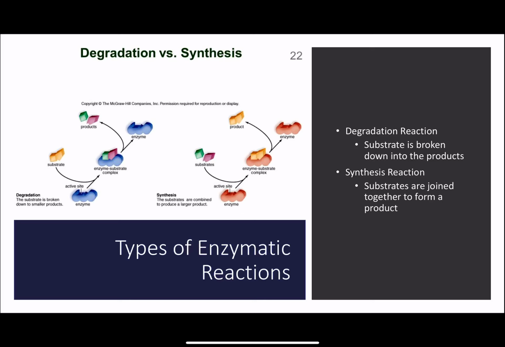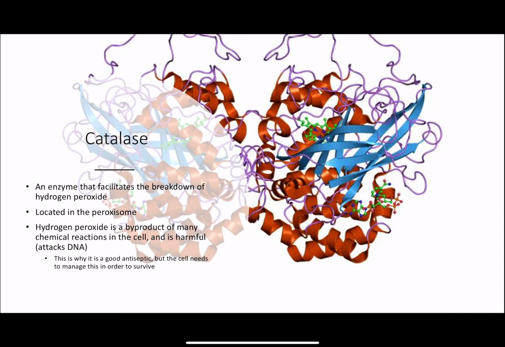So there are two basic types of enzymatic reactions. The last slide was showing you an example of an enzymatic reaction where the enzyme is breaking down a substrate into two products, and this is known as a degradation reaction. Synthesis is the opposite of this process, in which two substrates are combined to form a larger product. And most enzymatic reactions in our body can pretty much be categorized into these two types of reactions.